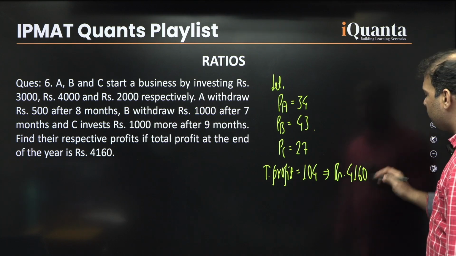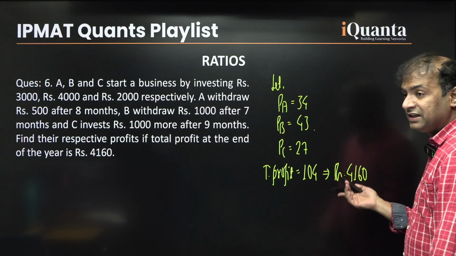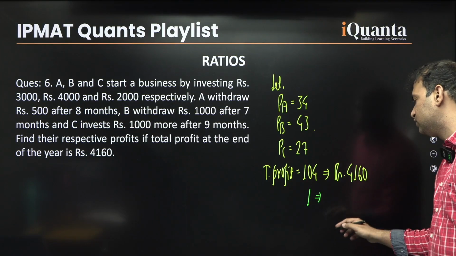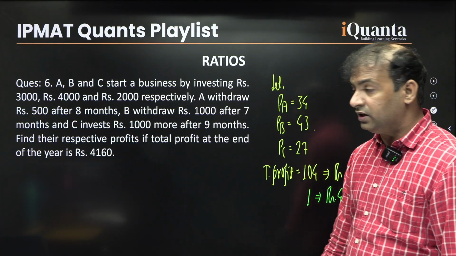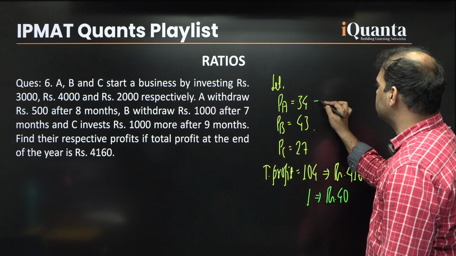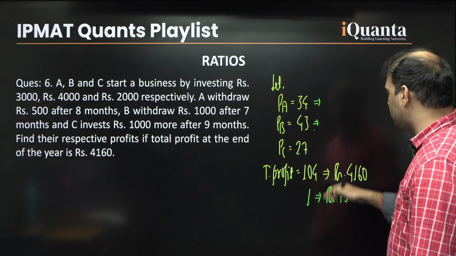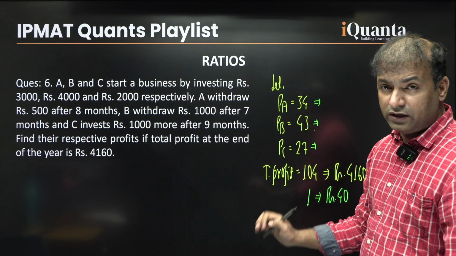अब देखिए guys, ये बहुत ही lucky है कि 416 जो है ना वो 104 का multiple है. 416 is exactly 4 times of 104. So we'll say that one of the assumptions should be 40 of the real. Okay, guys. One of the assumptions has to be 40 of the real. That means 34 of the assumption should be 34 into 40. 43 of the assumption should be 43 into 40, and 27 of the assumption should be 27 into 40. This is what we can say.